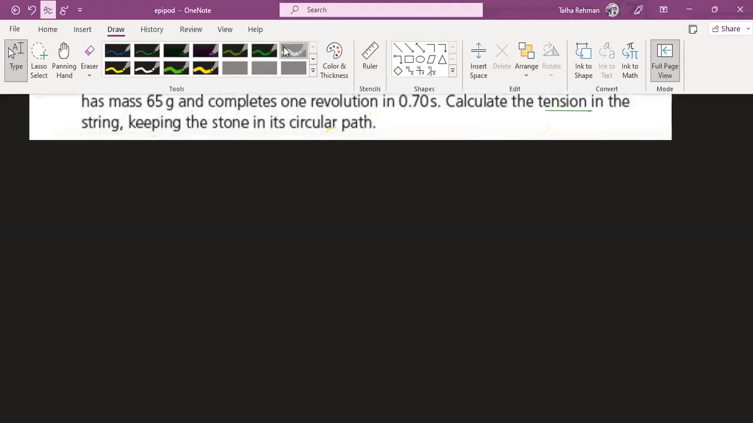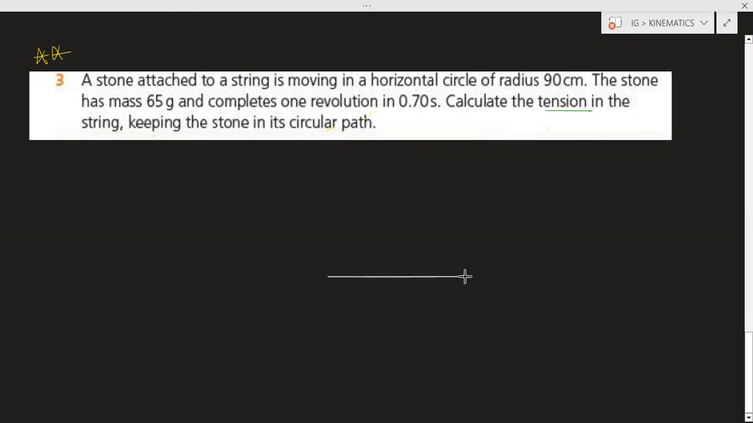So basically, what is the question? There is a string and there is a stone. This is the stone and this is the string. And they are saying this stone, meaning this string with a stone, is moving in a circle, in a circular path.